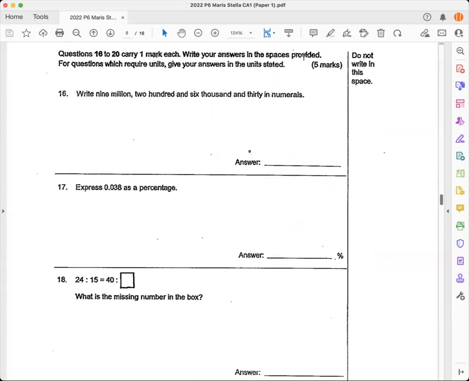Write 9 million. So what you have to do is write 9 million down. 9 million, 60, 200, and take note of this, 206,000. So put 3,000 here, and 30. Add up together. Slowly, do it slowly. You'll get 9,206,030. Okay, that's the answer.